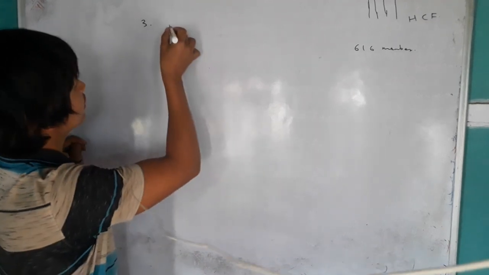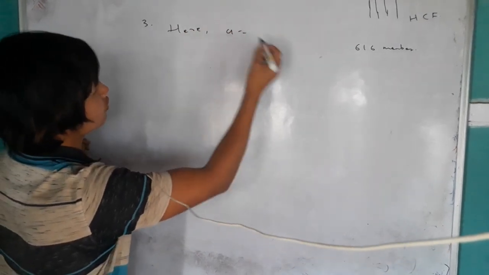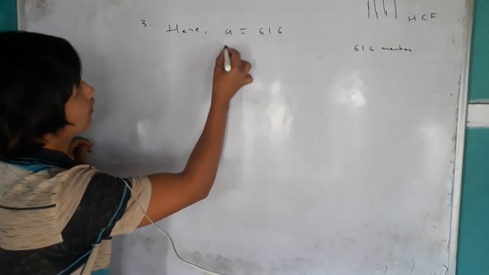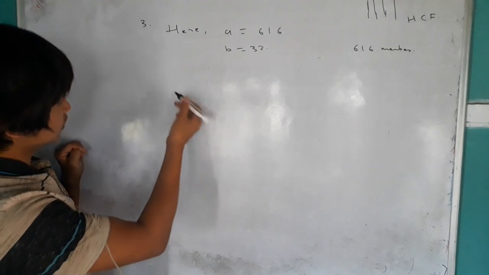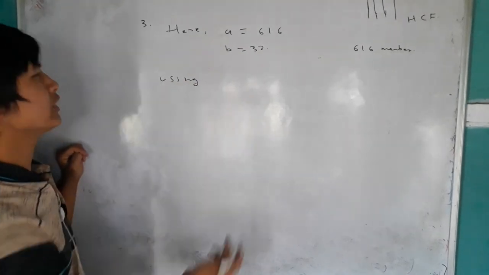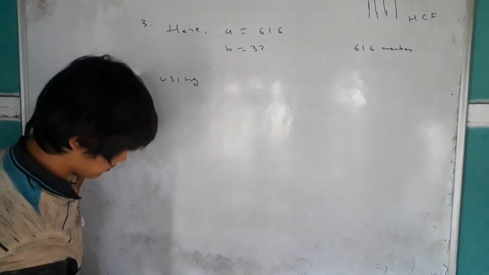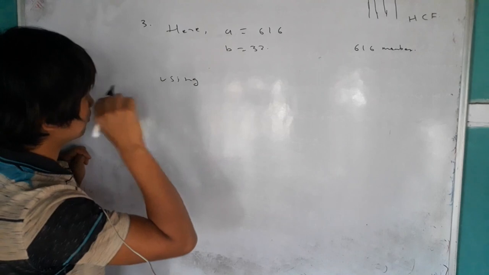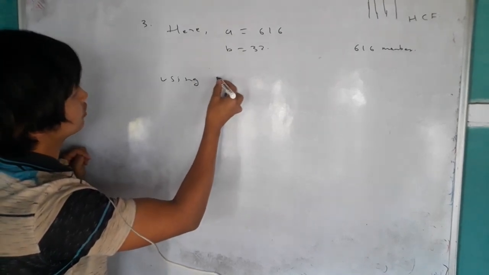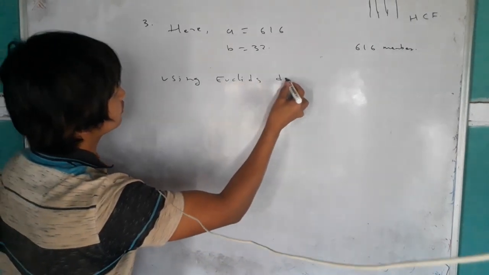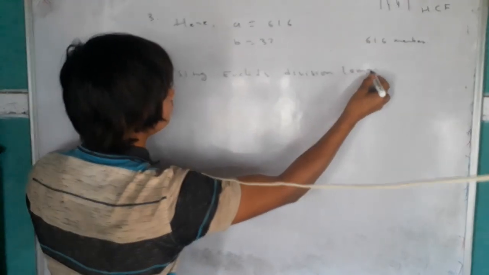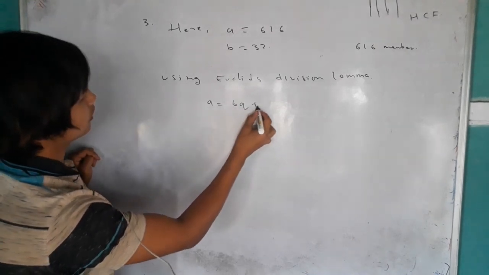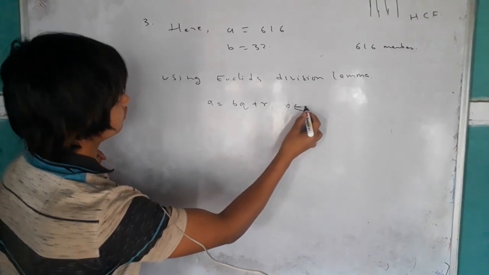So here I'll write A equals 616, always the bigger number, and B equals 32. I will explain the meaning of HCF and LCM later on. We can do it using any method, but it is simple to use Euclid's division lemma. It is in your textbook also, so always use Euclid's division lemma. It states A equals BQ plus R, where 0 is less than or equal to R, less than B.